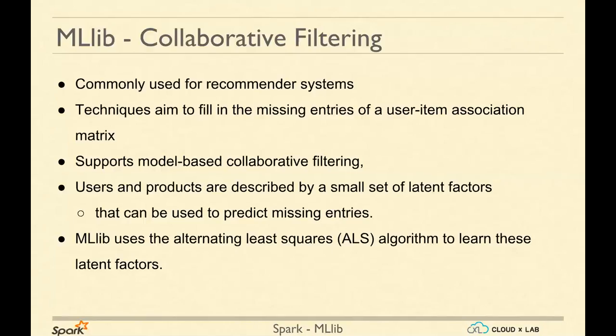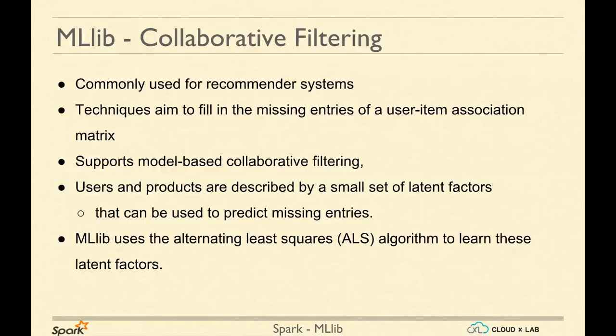meaning given an item, predict which users will like it. Given a user, predict which items the user will like. That kind of suggestion is generated by collaborative filtering. MLlib supports model-based collaborative filtering. Users and products are described by a small set of latent factors that can be used to predict missing entries. You will see this part later. MLlib uses the ALS algorithm to learn these latent factors.